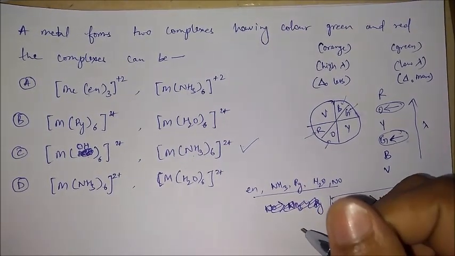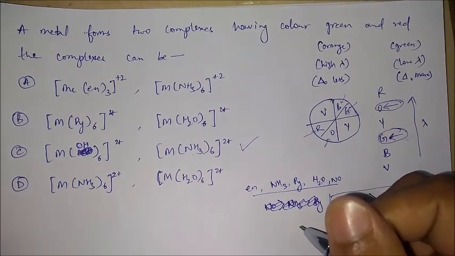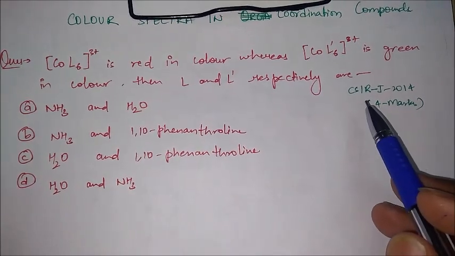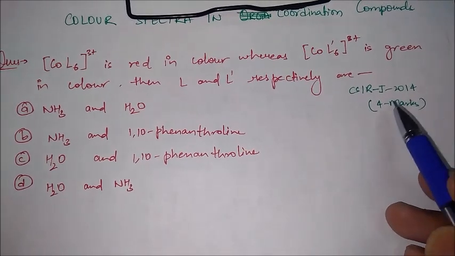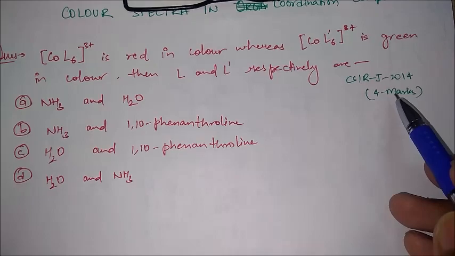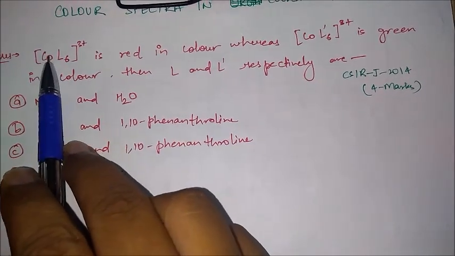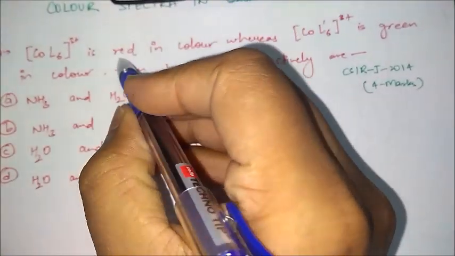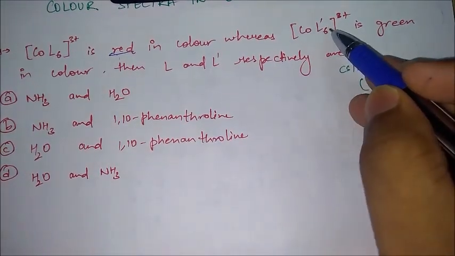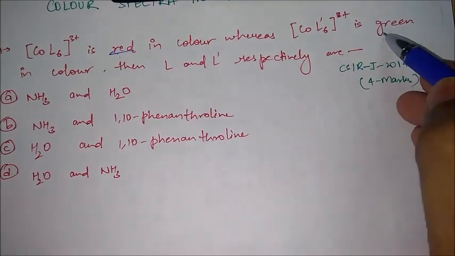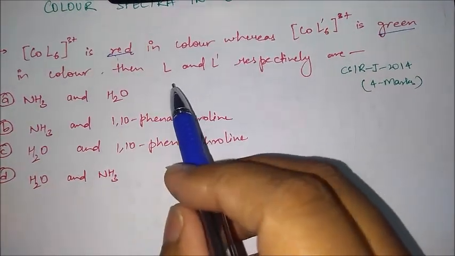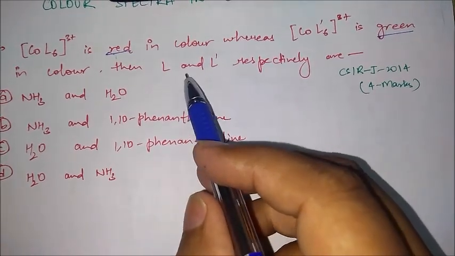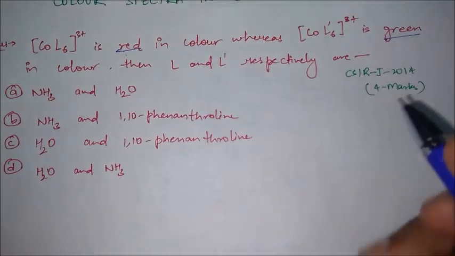Let's solve a few questions asked in previous year CSIR NET exams. Let's talk about this question asked in CSIR June 2014 exam, for 4 marks. The question says you have a complex of cobalt, CoL6 3+, which gives a red color, whereas CoL'6 3+ gives a green color. They are asking what L and L' can be. We have already done a similar type of question. Let's try to solve it.